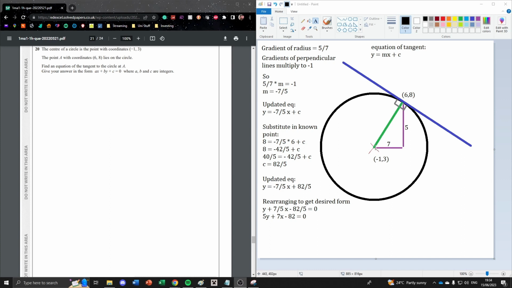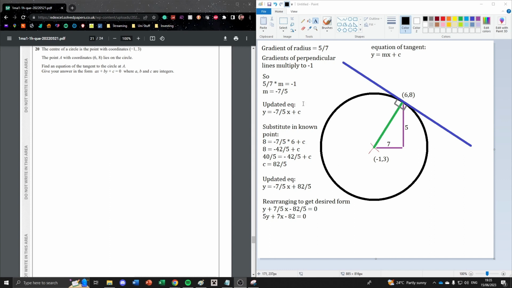So when the radius goes from (-1, 3) to (6, 8), it goes along 7 units and up 5 units. And of course, gradient is equal to rise over run. That's change in y over change in x. So that's 5 over 7. So if we say the equation of a tangent is y = mx + c, our standard linear equation form, we can say that 5/7, which is our gradient of the radius, multiplied by m, the gradient of the tangent, is equal to -1, which we then just simply rearrange by multiplying both sides by 7/5, the reciprocal of this, which is going to get rid of this fraction here, and obviously gives us m = -7/5.